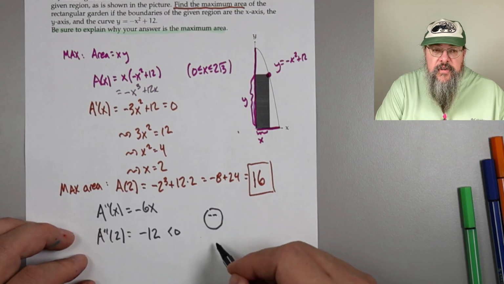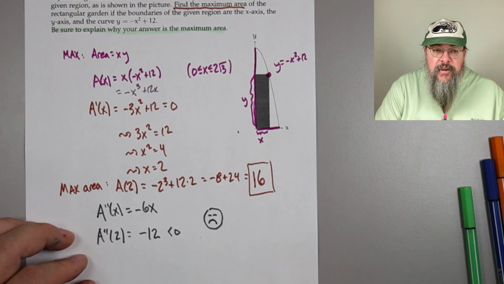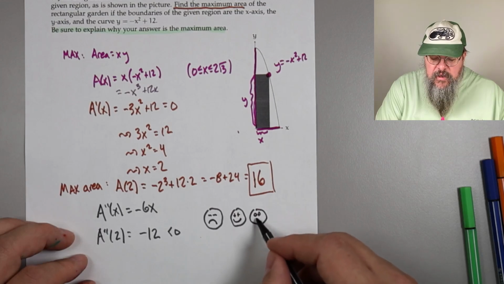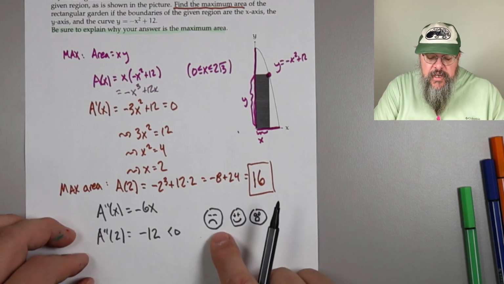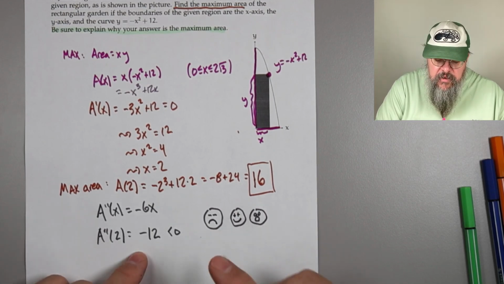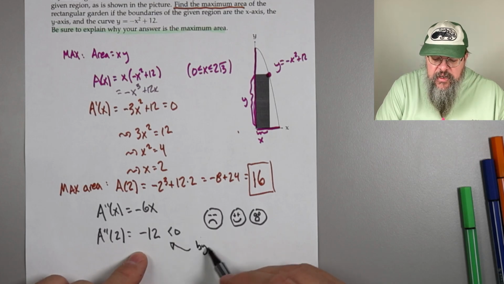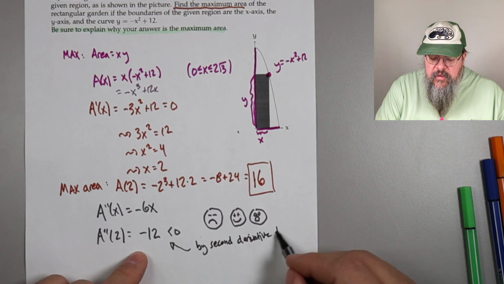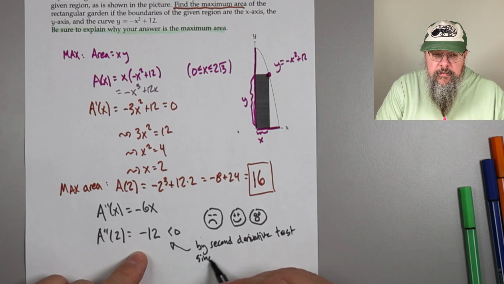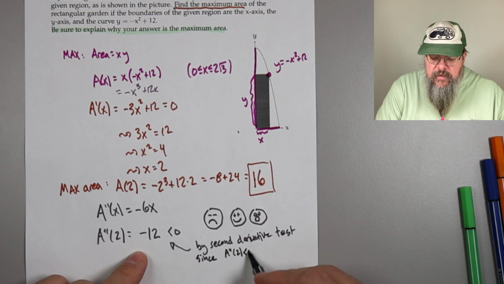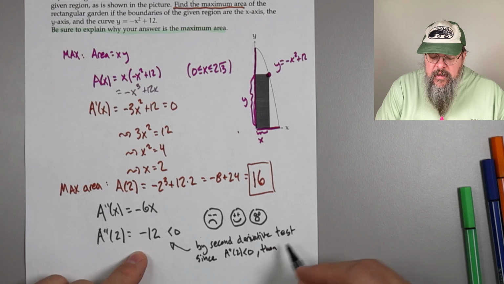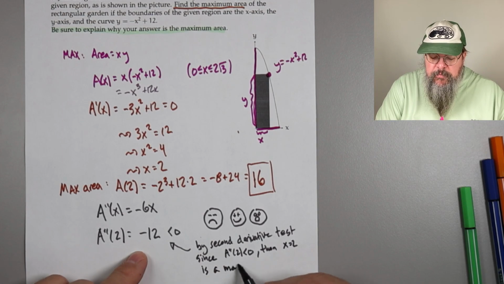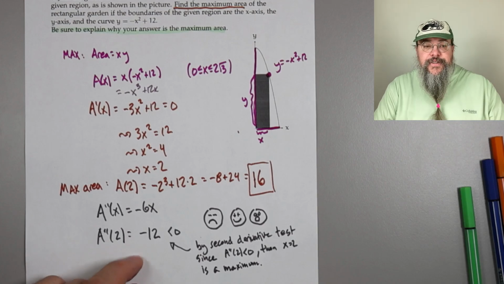Why is that good to know? Well, if our second derivative is negative, our curve looks like that. If our second derivative is positive, our curve looks like that. And if our second derivative is 0, we have no idea what's going on. But the punchline here is the second derivative is negative, and so we say, aha, by the second derivative test, since A double prime of 2 is negative, then x equals 2 is a maximum. And there's a good justification.